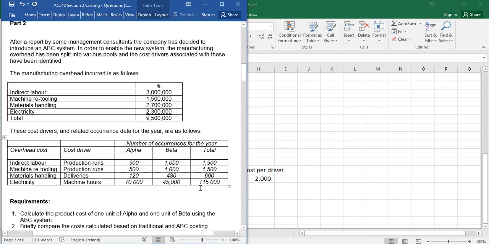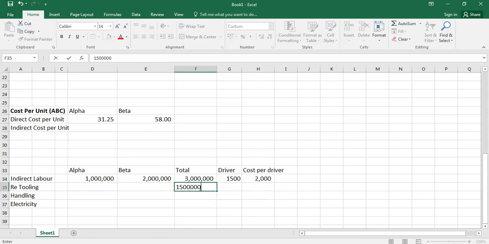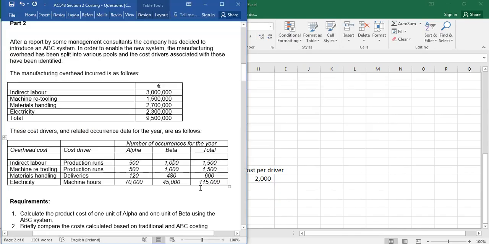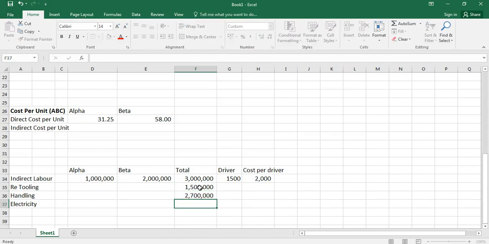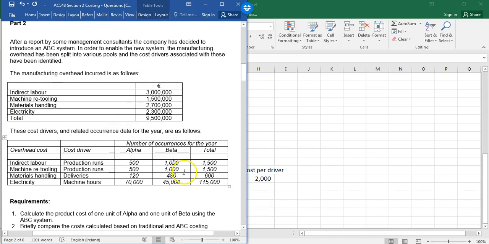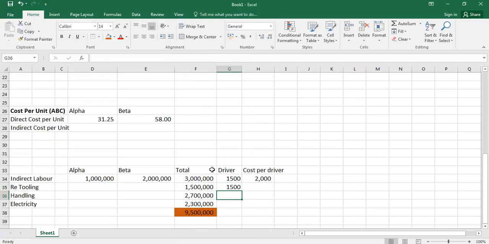We take the total cost, which is 1.5 million for retooling. Extra zero. Handling is 2.7 million. And electricity is 2.3 million. And it's still the 9.5 million overall, so don't forget, we're not changing the total, we're just splitting it up into smaller cost pools. We take the driver for each. The driver for retooling is again 1500. So don't be afraid to pause this now and try it yourself, and then pick it up where you struggle. So there's no point waiting for the solution, because again, you're not going to learn.